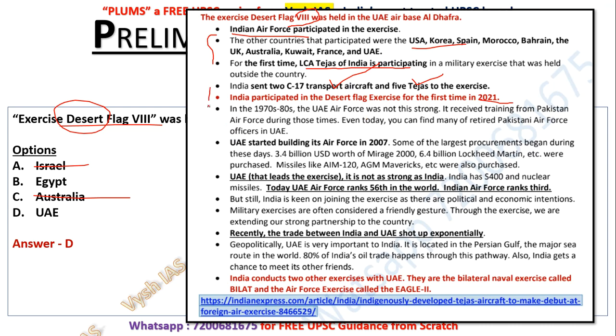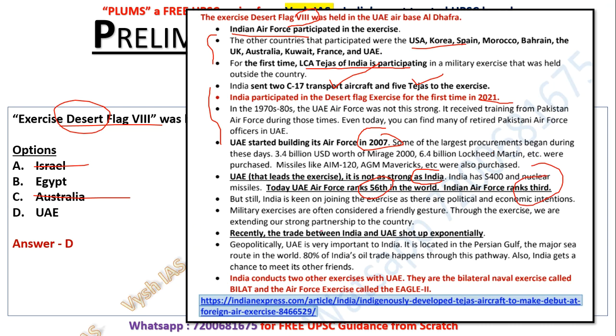UAE started building its Air Force in 2007, and obviously they have all the money, and they have enough and more aircraft and defense missiles and everything. But it is not as strong as India. India has S-400 and nuclear missiles, and today UAE is 56th in the Air Force ranking, but India is ranking 3rd. So find out which is the first and second in ranking for Air Force.